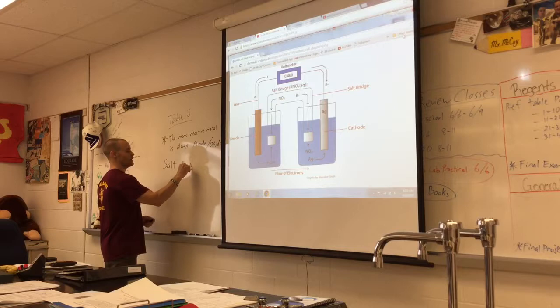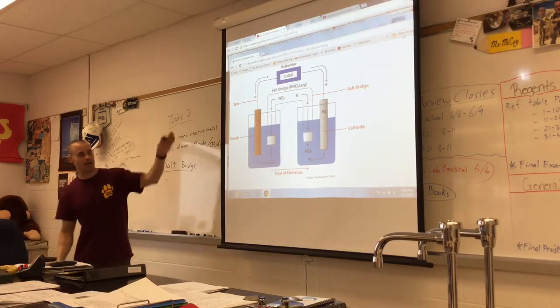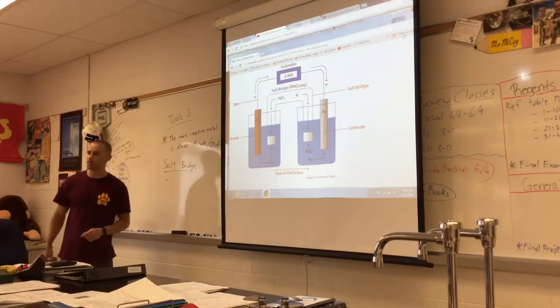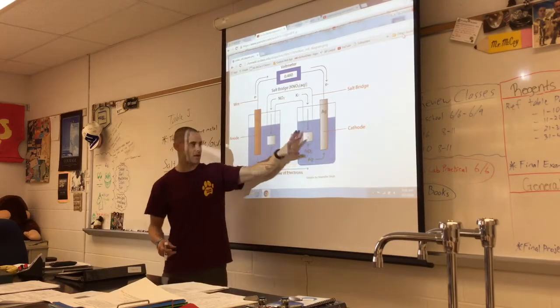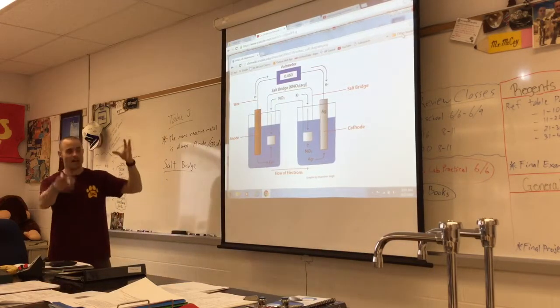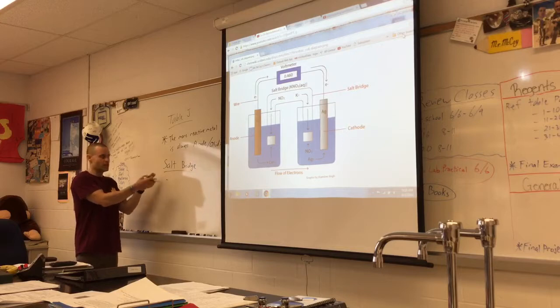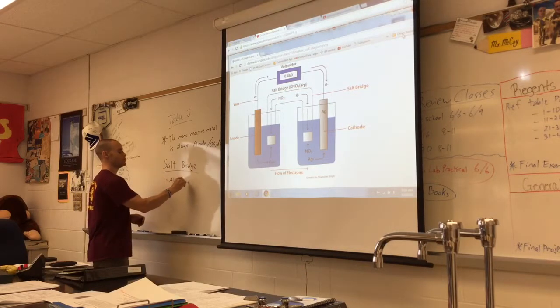And the importance of the salt bridge is if the ions can't migrate back and forth, the cell shuts down. Because you can't have too much charge on one side or the other, so the negative and positive ions have to be able to move to kind of balance out. So what do you really need to know? It allows ions to migrate.